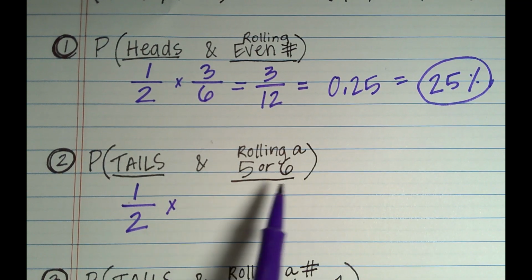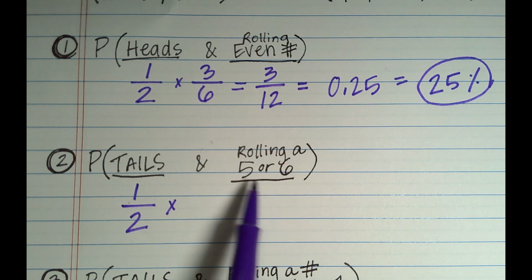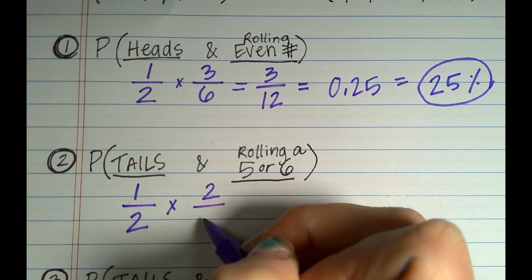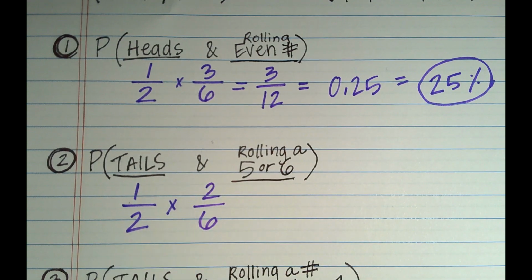Now, how would I find the probability of rolling either a 5 or a 6? 2/6 is going to be the answer. Now, how do we know it's 2/6?